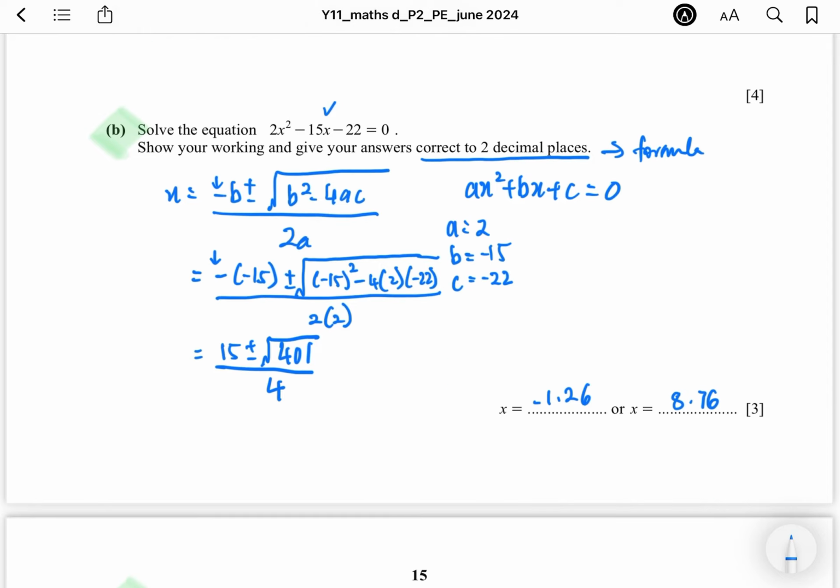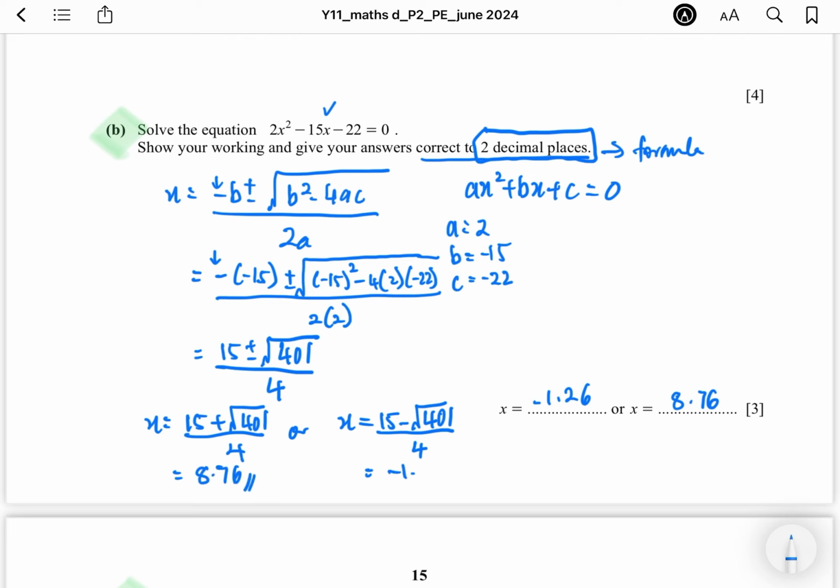Okay, so again for a quadratic you have 2 answers. So either you take the addition or you take the subtraction, making sure that when you calculate this, you give your answer correct to 2 decimal places, just like the question is asking. Okay, so this one would be 2 decimal places and 2 decimal places.